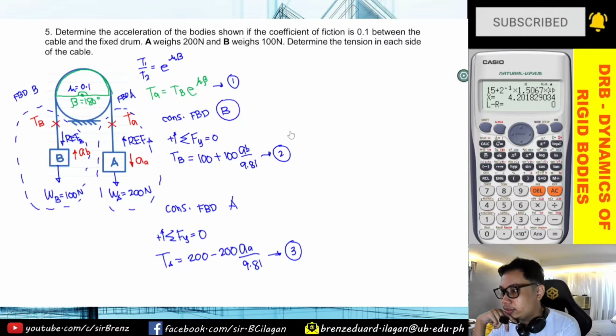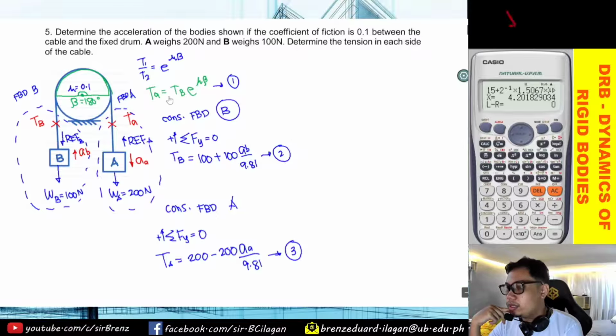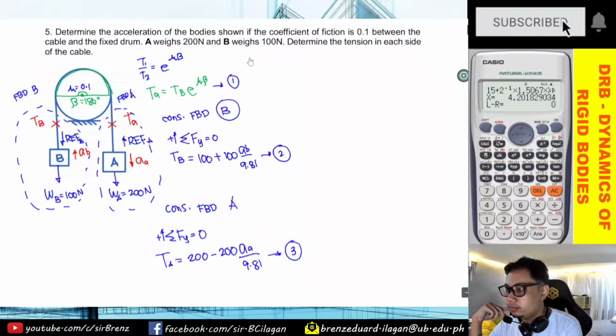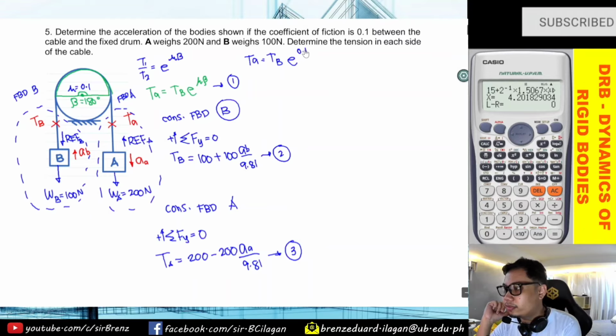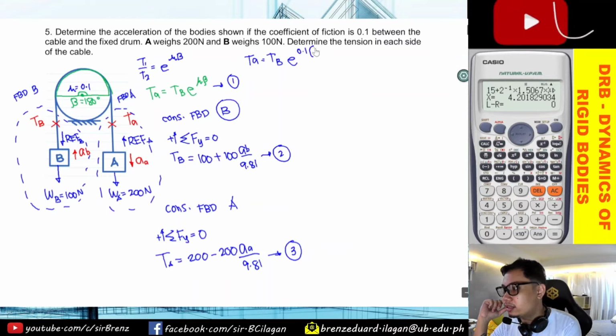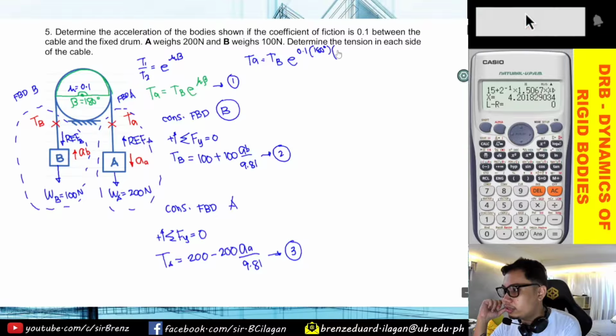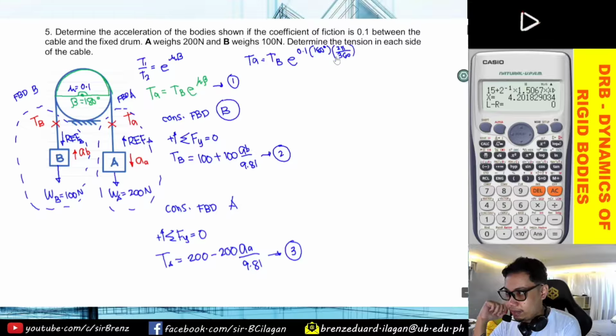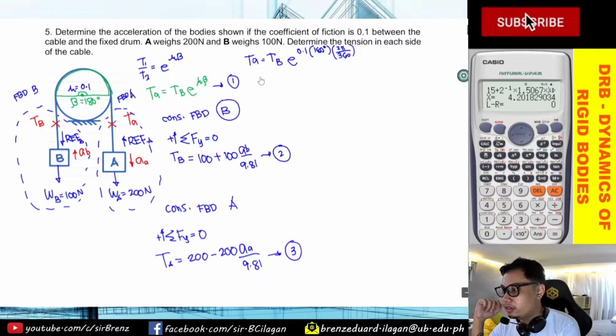So, ano ba magandang iunang term? So, TA, TB. So, i-simplify muna pala natin to. Lagyan natin ng value. So, TA is equals to TB of e raised to mu na 0.1 times the beta, so 180 degrees. So again, convert mo siya to radian. So 2 pi over 360. Or pwede rin i-diretso mo na pi over 180. Simplify mo siya. So ano yung numerical value nito?